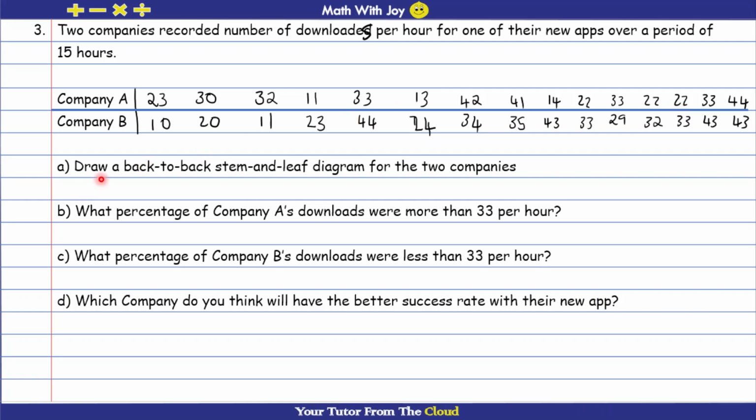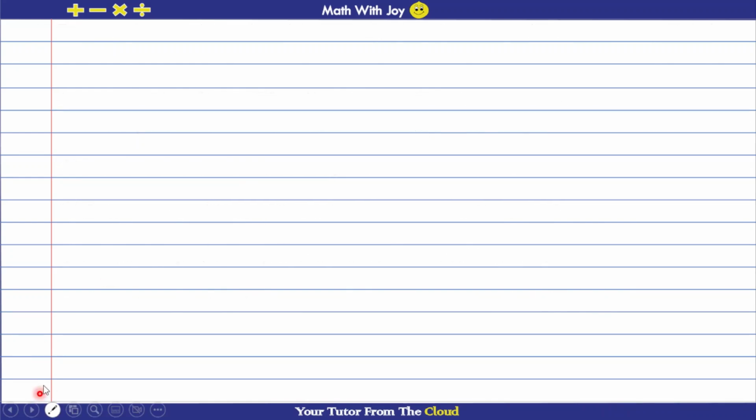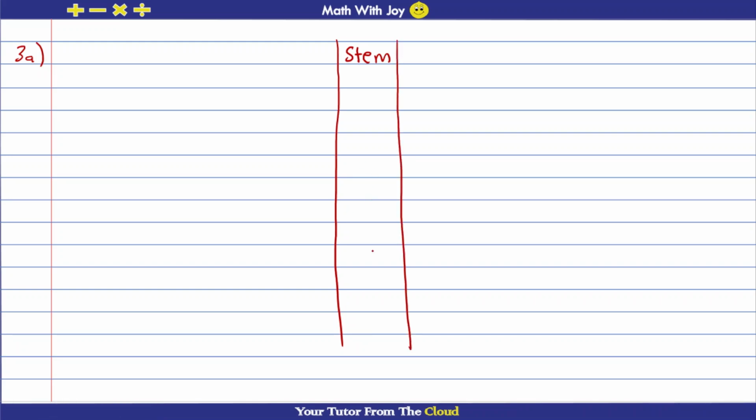Now they say draw a back-to-back stem and leaf diagram for the two companies. The whole point of this question is just to show you a back-to-back stem and leaf diagram, so let's do that together. Number 3A. We have the stem in the middle. You must have the stem in the middle if you're drawing a back-to-back stem and leaf. So I have the stems in the middle, and then on my left side I can have the first company.